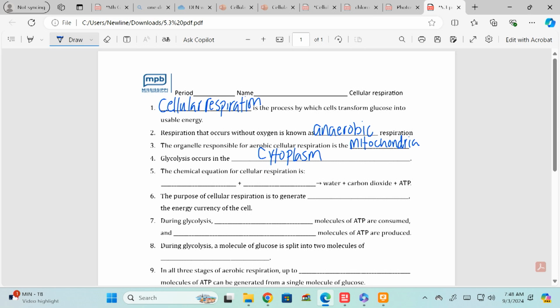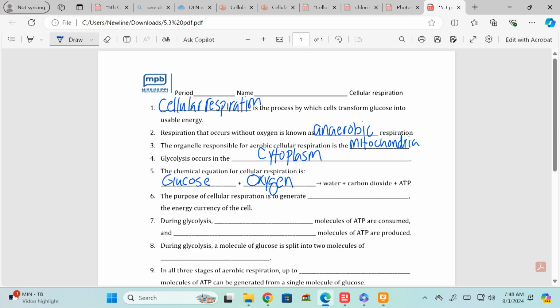5, the chemical equation for cellular respiration is blank plus blank yields water, carbon dioxide, and ATP. So if you need energy, where's that energy coming from? What are you consuming all day? Well, we need food, and the type of food that we focus on with energy is sugar or glucose. What's something else you're bringing into your body all day? Taking a deep breath, that's going to be oxygen, right? So your body can take glucose and oxygen and make water, carbon dioxide, and ATP. That's what cellular respiration tells us.